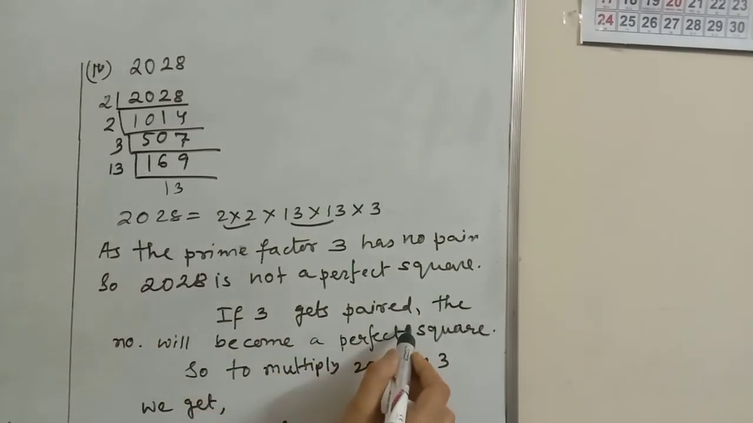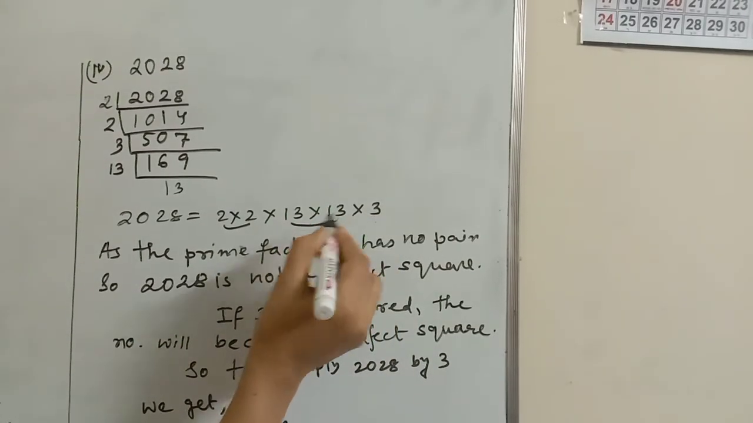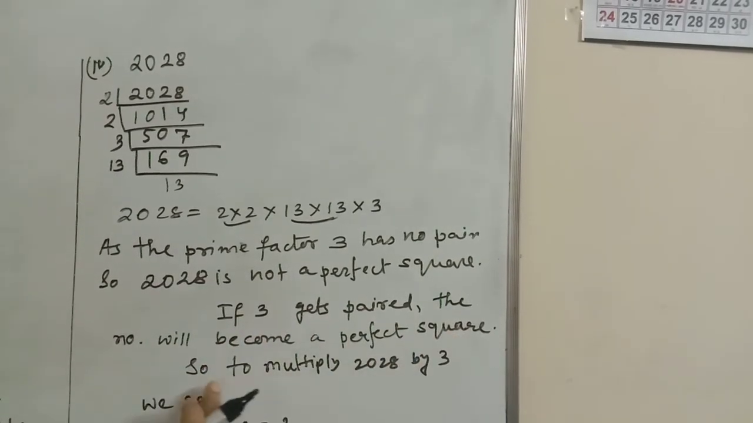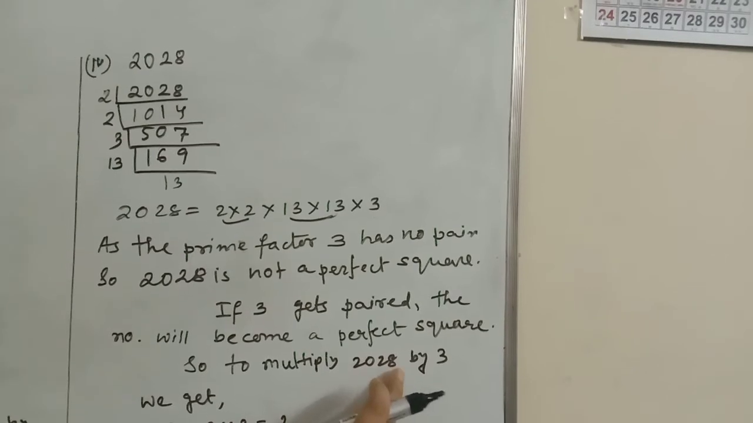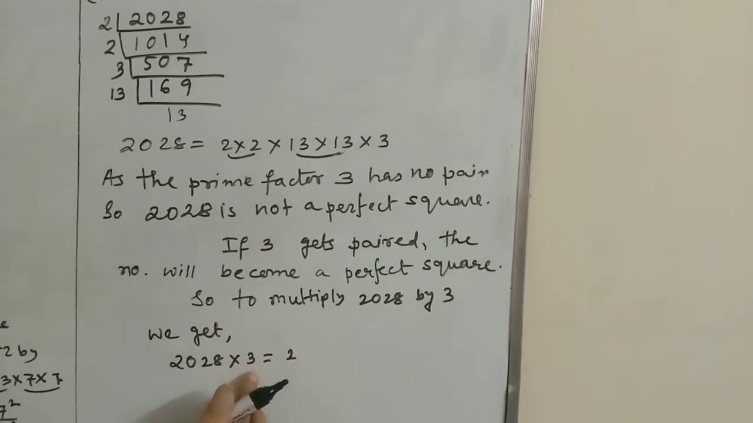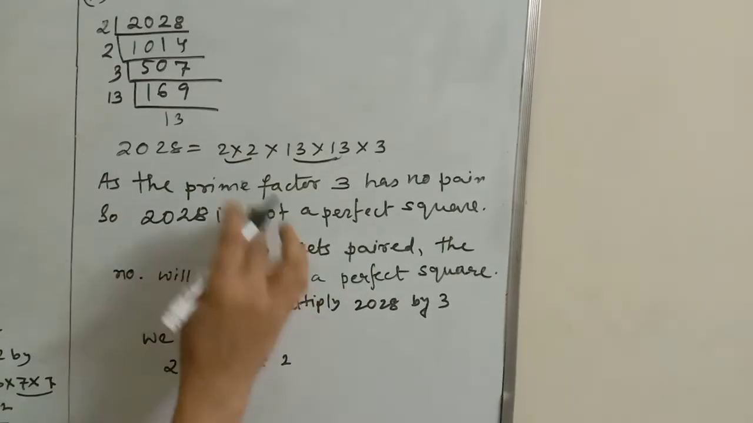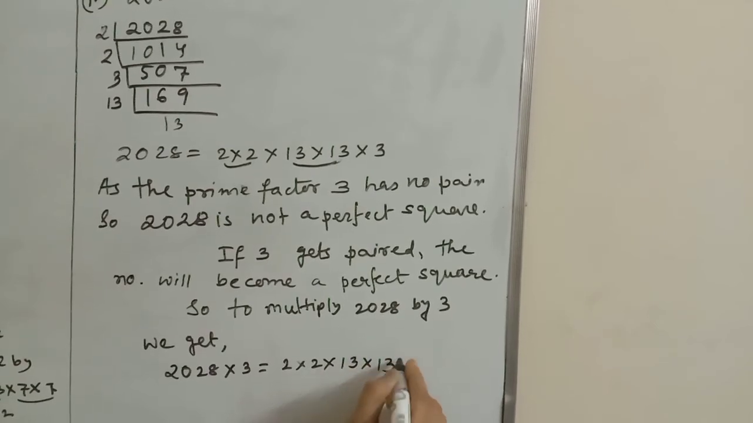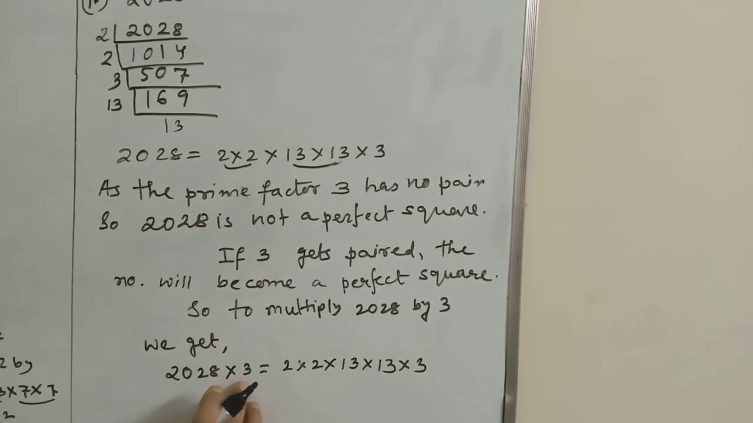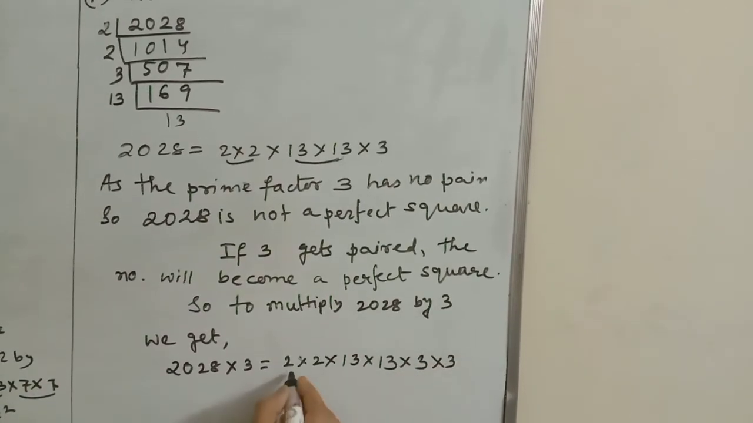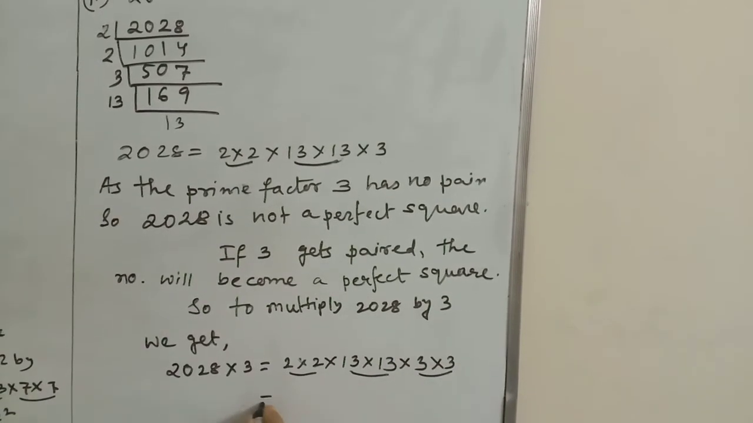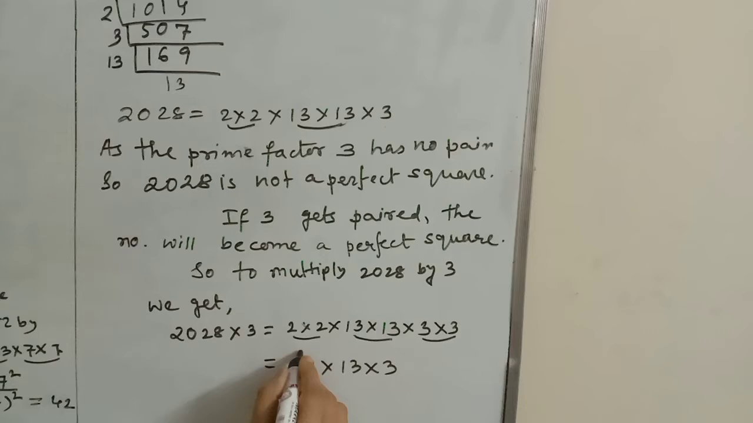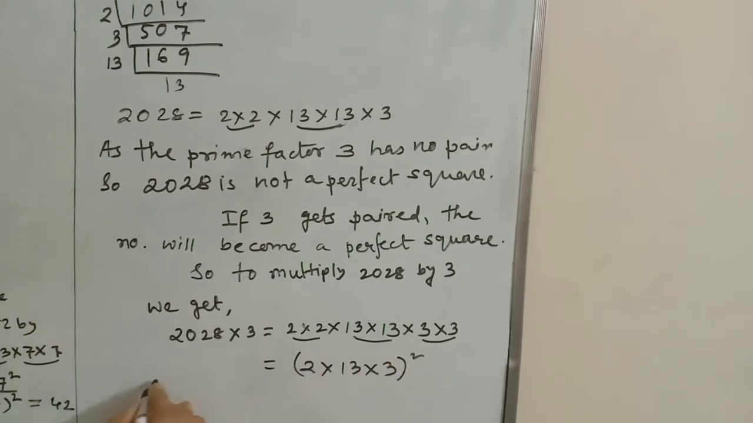Because 3 was not paired, it was not a perfect square. If 3 gets paired, the number will become a perfect square. So we multiply 2028 by 3, and the prime factors now become 2 into 2, 13 into 13, and the 3 that was already there. As you have multiplied by 3, now 3 gets paired, so the number becomes 2 into 13 into 3, whole square.